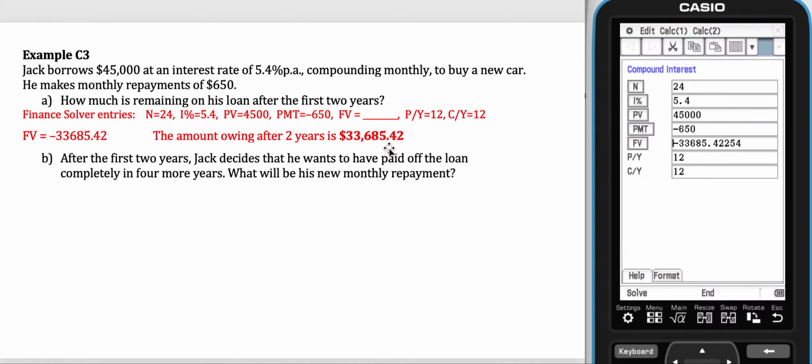Okay. Next part of the question, and this is where the condition changes, says after the first 2 years, once we've got to this point, Jack decides that he wants to have paid off the loan completely in 4 more years. So in a further 4 years, he wants the loan to be paid off completely. What will be his new monthly repayment? Obviously he's going to have to adjust his repayment to make sure that it's paid off in exactly 4 more years. So this is a situation where we have to flip things around a little bit.